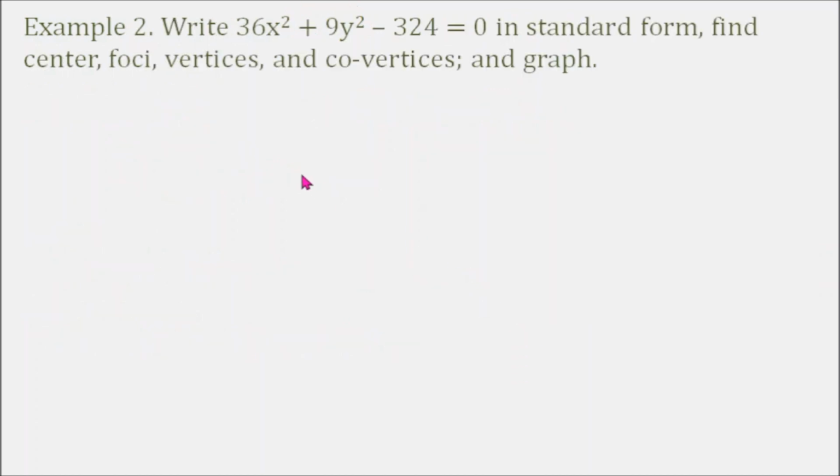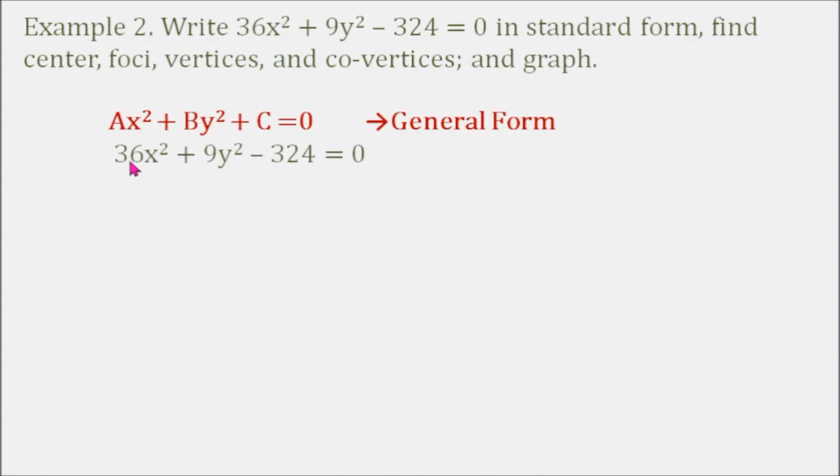Example number 2. Write 36x squared plus 9y squared minus 324 equals 0 in standard form. Find the center, the foci, vertices, and co-vertices, and graph. So this is our equation. The first thing that we are going to do here is to move negative 324 to the other side. So it becomes 36x squared plus 9y squared equals 324.